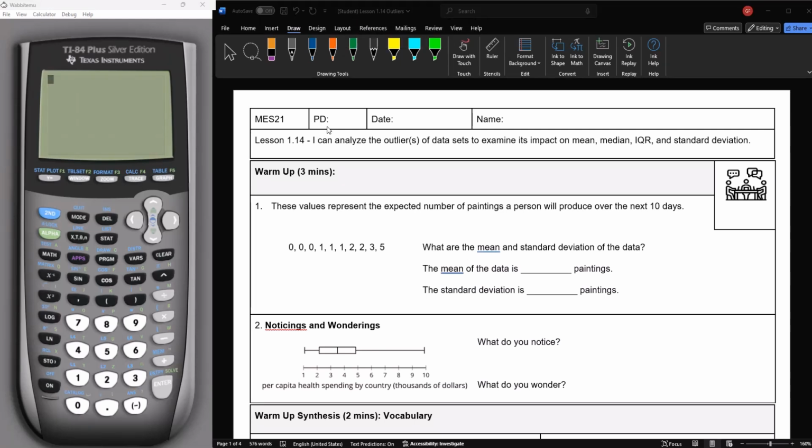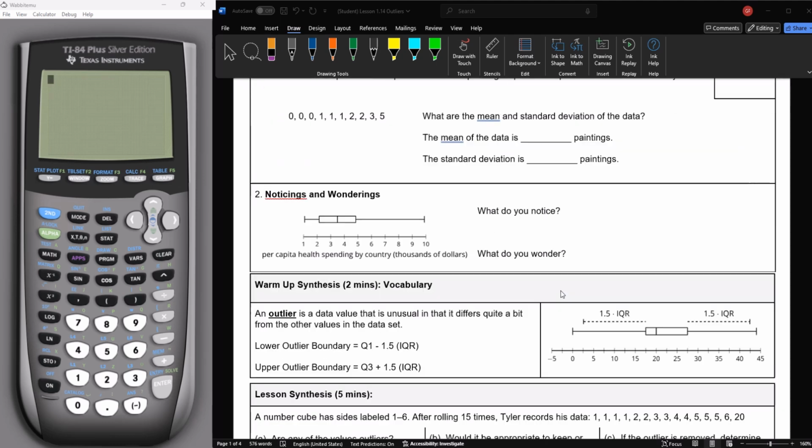Hello everyone, welcome back. Today we're going to be working on lesson 1.14 and our learning target for today is: I can analyze the outliers of data sets to examine their impact on mean, median, IQR, and standard deviation.